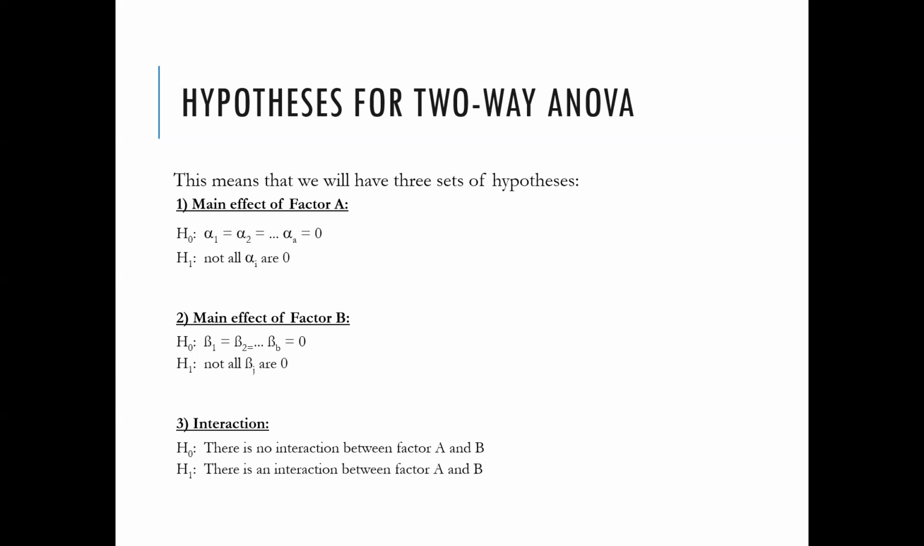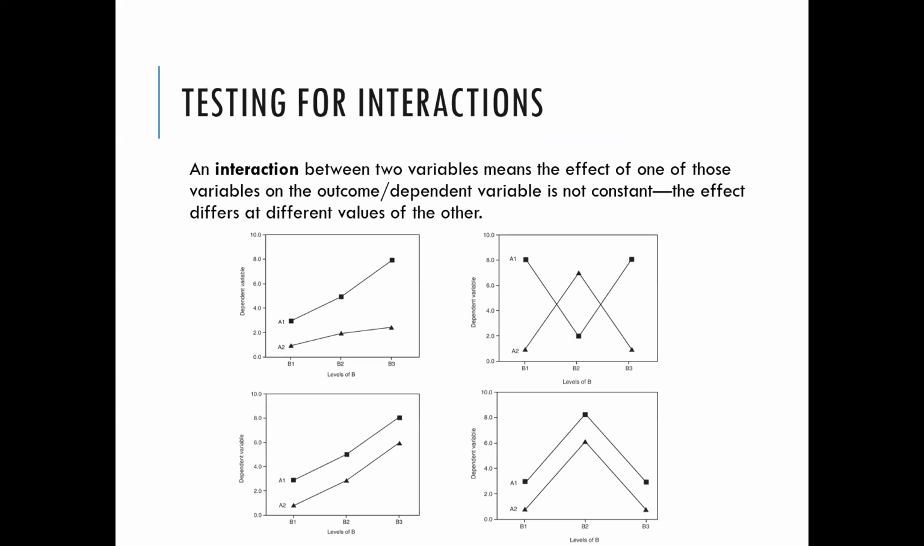And for our final set of hypotheses, looking at interaction, the null hypothesis is that there's no interaction between factor A and B. And our alternative hypothesis is that there is an interaction between factor A and B. So what does that mean? What is an interaction? An interaction between the two variables just means that the effect of one of these variables on the outcome or the dependent variable is not constant. In other words, the effect differs at different values of the other.